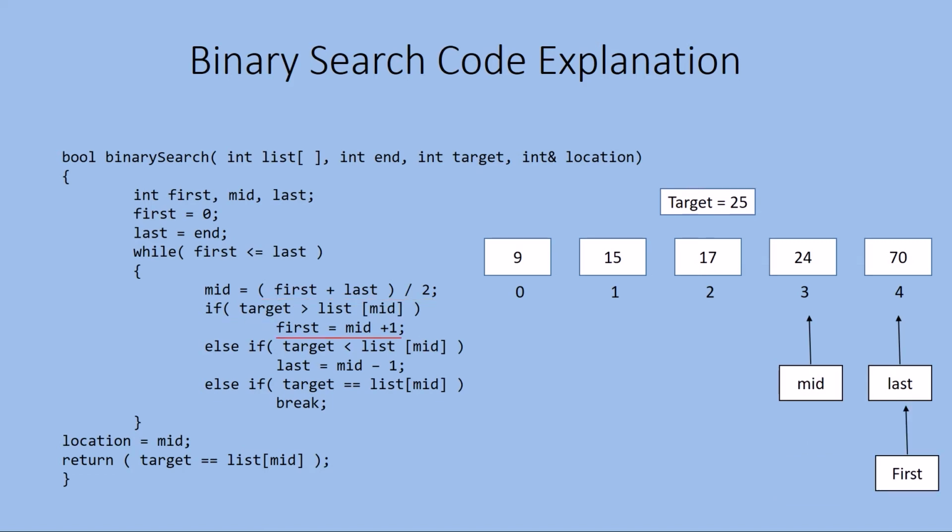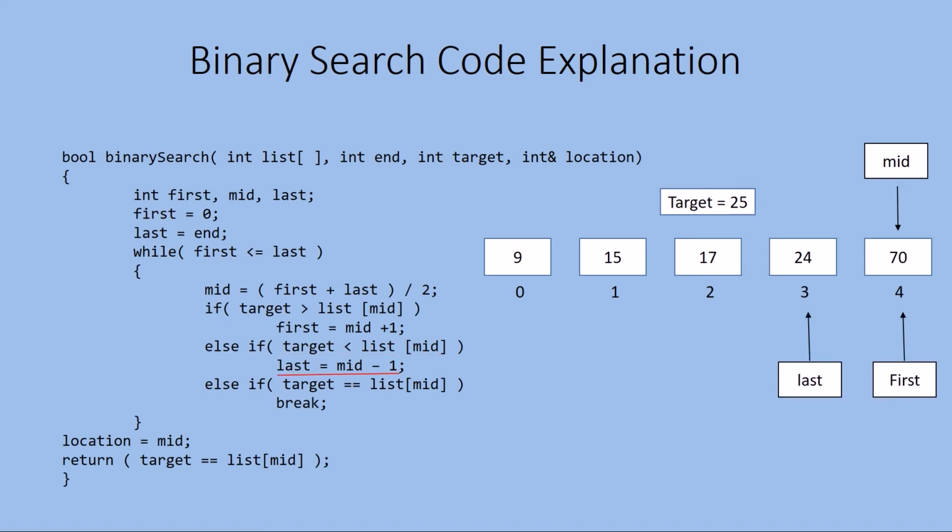Loop again, calculate middle and get 4. Set mid equal to 4. Compare with target, 25 is less than 70 now. So set last equal to mid minus 1. Now last is less than first. We quit the loop because the target is not in the array, record location and return the result.